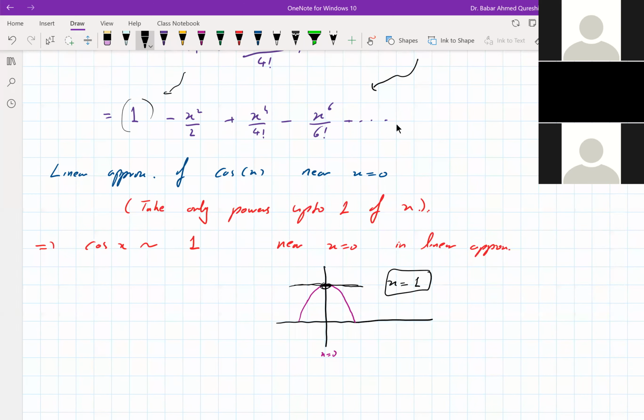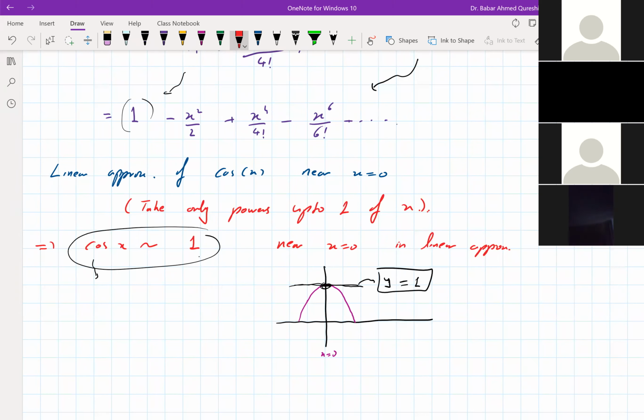So therefore, cosine x, it just becomes, so not x is equal to 1, y is equal to 1. So that's the equation, and that's what you found using these formulas.